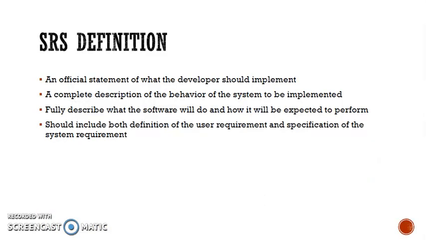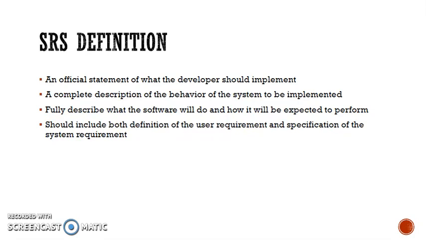First, we're going to start with the definition. What is SRS? SRS is a document which contains a comprehensive description of the intended purposes and environment for any software development. That means, if we can see from the slide, it is an official statement of what the developer should implement. The developer will put all the requirements inside this specification.